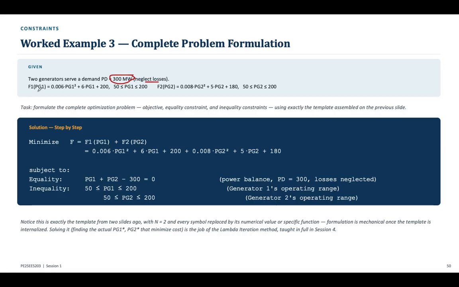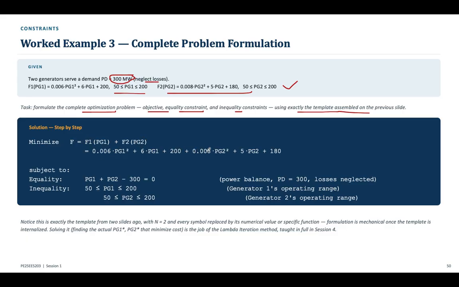So Fg, this is a formula given, right? And then you have the limits here. Then again you have the second function for the other generator, and you have the limits here, same limits I guess. Formulate the complete optimization problem: objective, equality constraints, inequality constraints, right? Using exactly the template assembled in the previous slide. See, minimize, step-by-step solution. This is minimize F. Minimize F is equal to Fg1 plus Fg2.